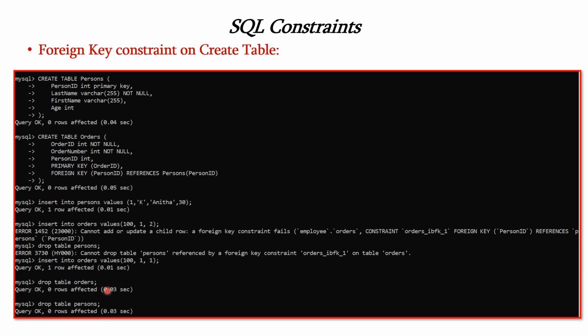Now if we drop the tables also, first we have to drop the child table and only then can we drop the parent table. If we are dropping the parent table without dropping the child table, it won't accept. So deletion also should be done only from child to parent. So this is the purpose of the foreign key constraint.